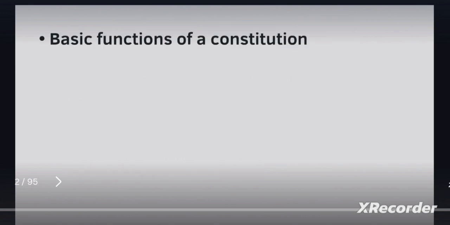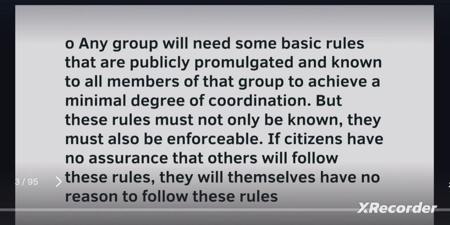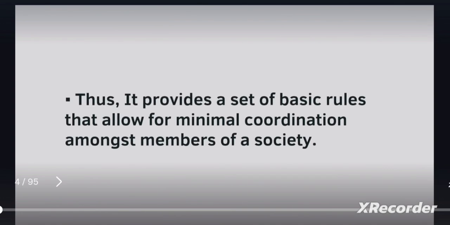Basic function of the constitution. Any group will need some basic rules that are publicly promulgated and known to all members of that group to achieve a minimal degree of coordination. But these rules must not only be known, they must also be enforceable. If citizens have no assurance that others will follow the rules, they will themselves have no reason to follow them. Thus, it provides a set of basic rules that allows for minimal coordination among the members of the society.